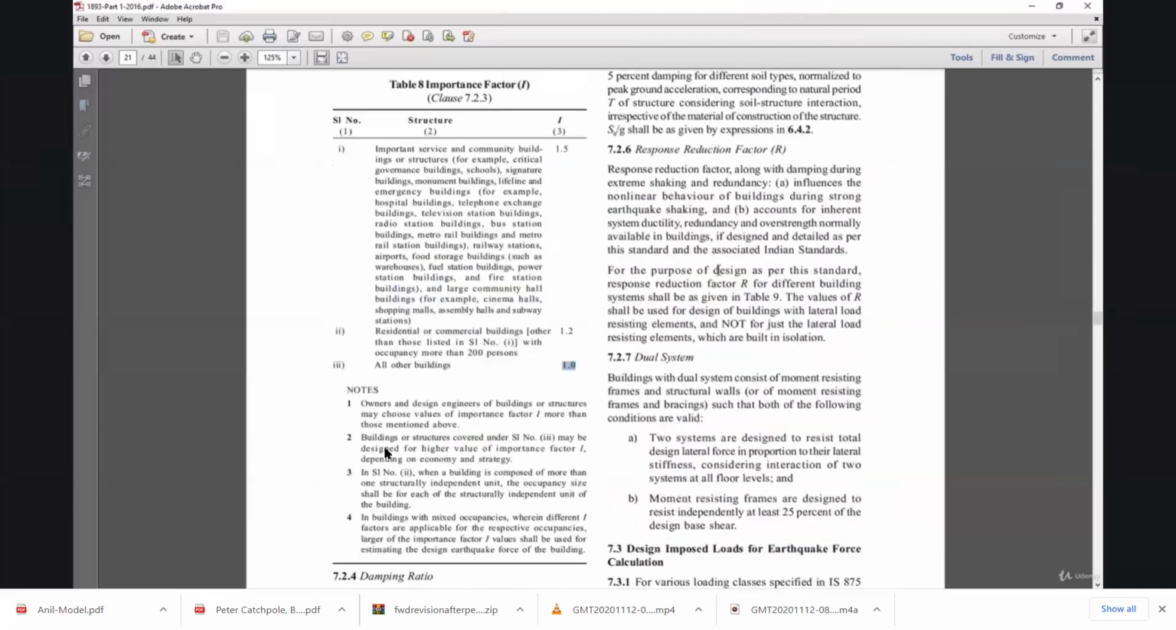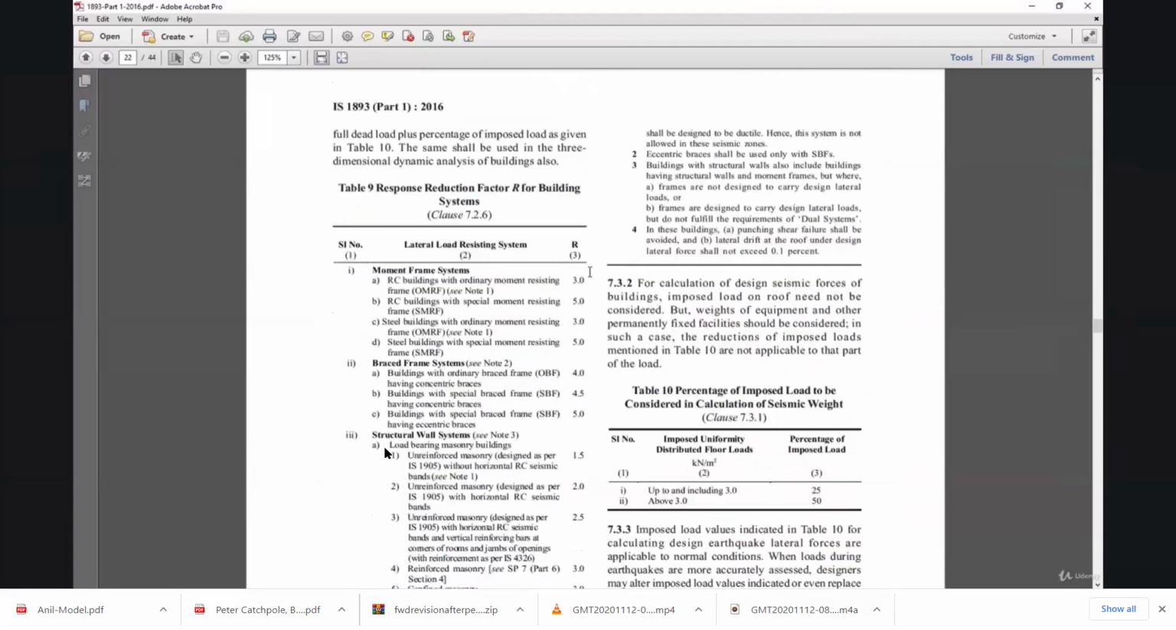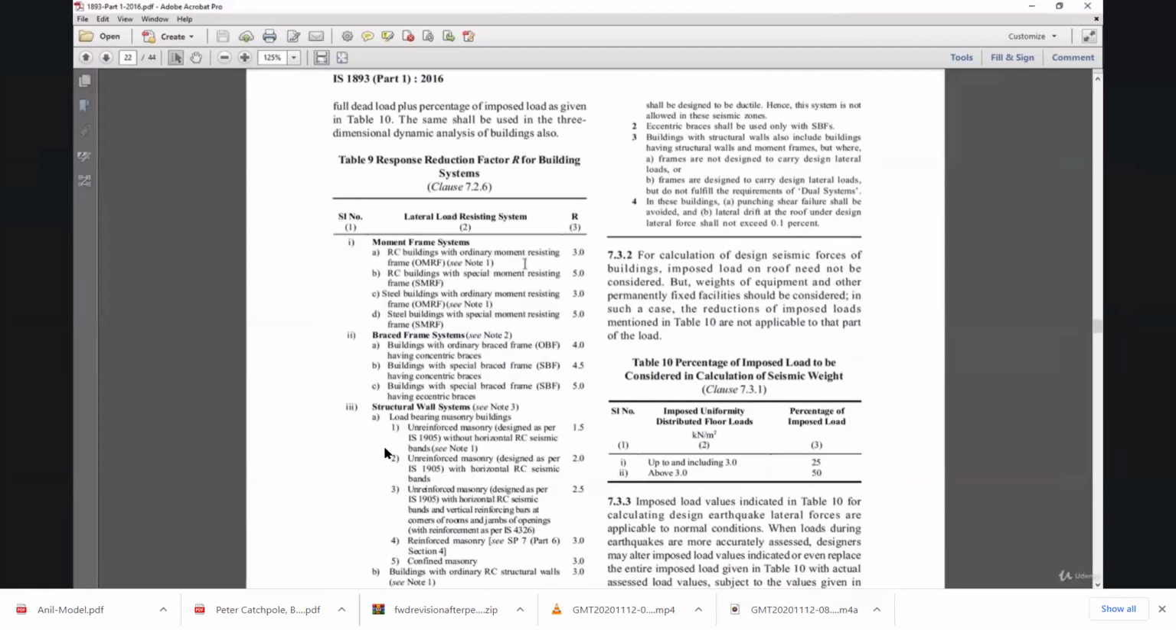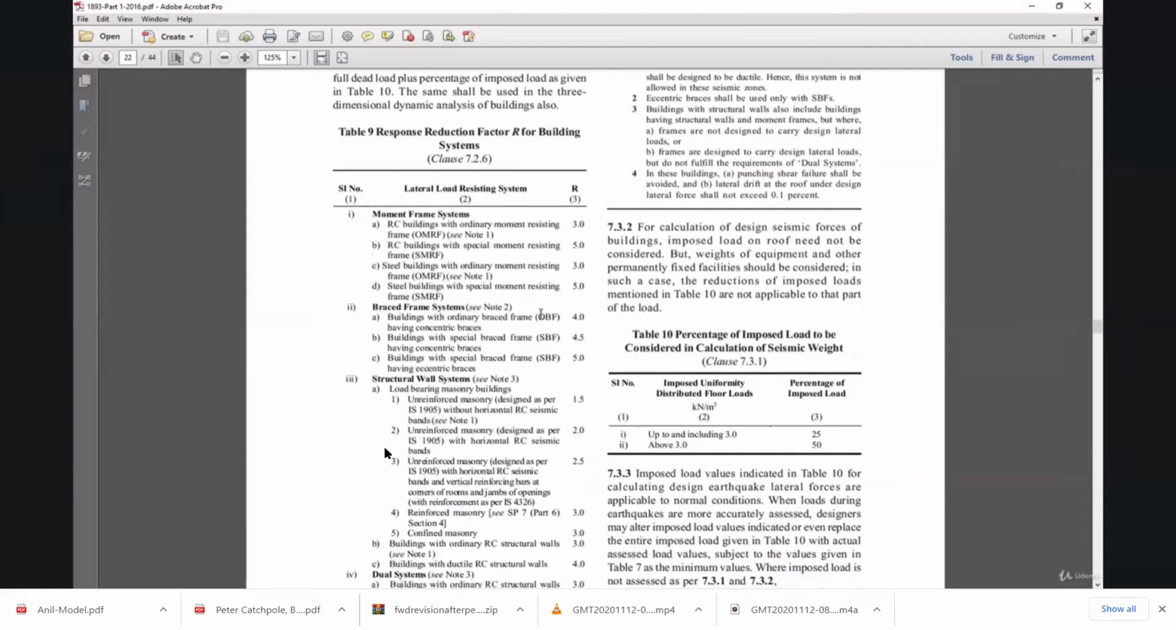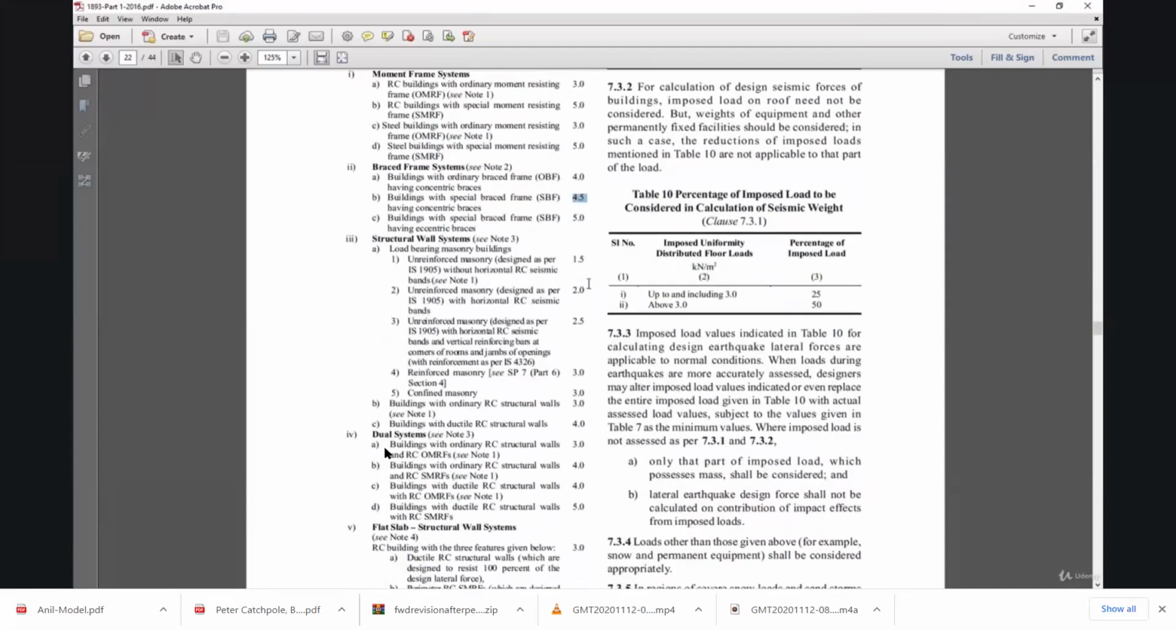After that, response reduction factor, design imposed load. This is also a very important concept: what exactly shall be the response reduction factor for different building systems. In our building system, this is an RCC building with special moment resisting frame. So the response reduction factor is 5. If we are going with a braced frame system, that is OBF ordinary braced, SBF special braced, having concentric and eccentric: for eccentric braces the reduction factor can be 5, whereas with concentric braces the response reduction factor is 4.5.